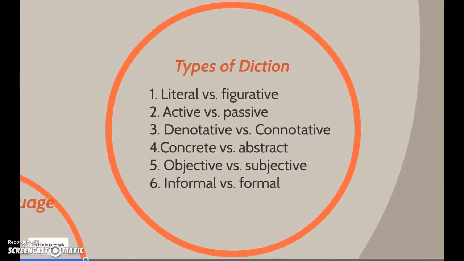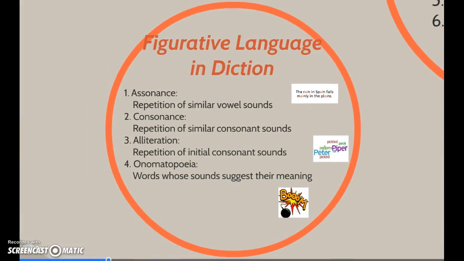There are several different types of diction. There's literal, figurative, active, passive, denotative, connotative, concrete, abstract, objective, subjective, informal, formal, and many more. Today we're just going to focus on one. But first, let's look at some figurative language that is used in diction.